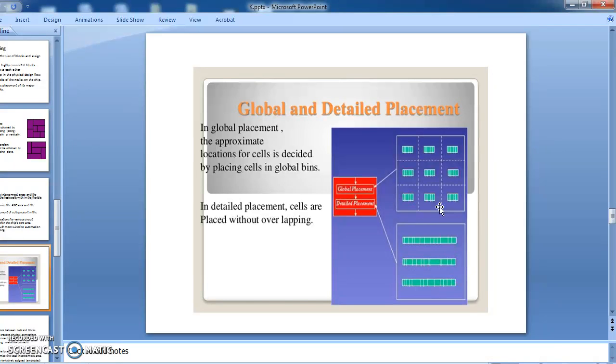This is the placement classification. The first type is global placement, the second one is detailed placement. Global placement is the approximate location. Detailed placement is the exact, detailed location.